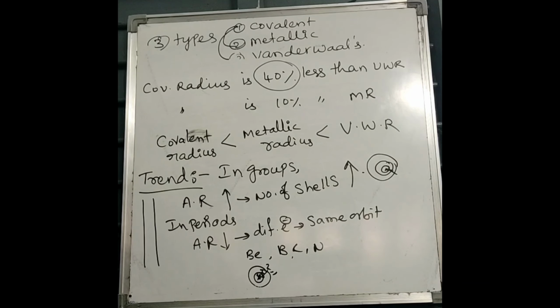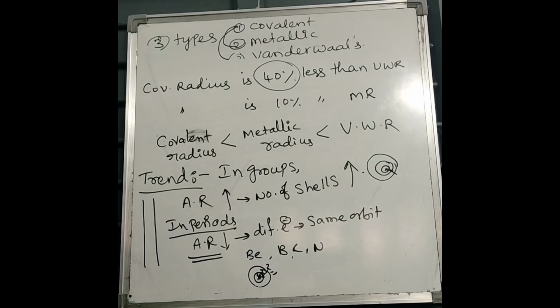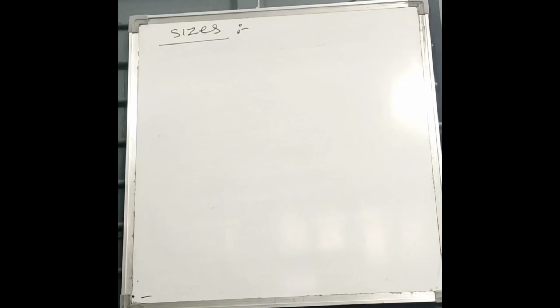Atomic radius decreases. The main point is, in periods, from left to right, the horizontal row is called a period. In periods, left to right, atomic radius decreases due to the differentiating electron entering the same subshell. So this is the trend of atomic radius in groups and periods.